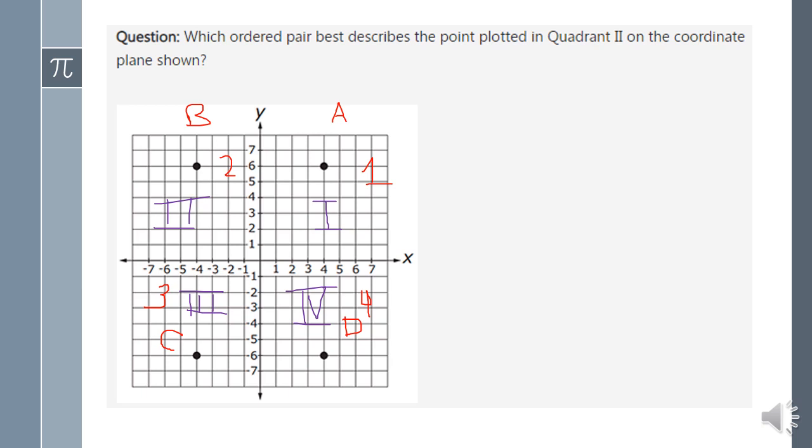This is a form of question that you would see where they might not even ask you for the ordered pair. They're just making sure you know the different quadrants. So take some time to just practice that, review that in your head, because that's another easy point, knowing your quadrants.